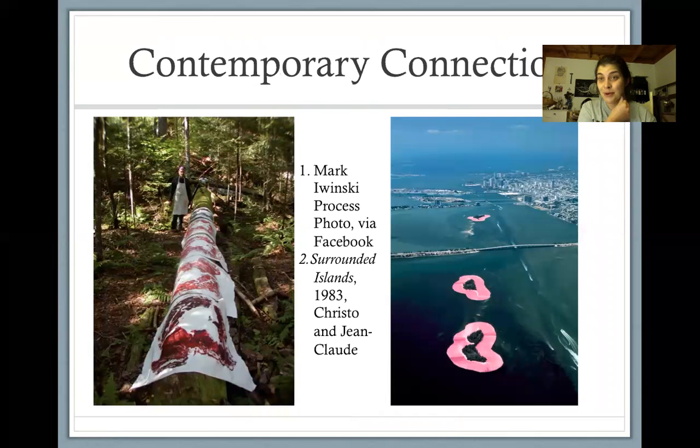Then with our contemporary connection, we have Mark Iwinski, who I based the lesson off of. And we have the Surrounded Islands by Christo and Jean-Claude. So this unit will also cover the environmental art movement and sort of how dealing with the environment has moved from literal representation to conceptual representation and interaction.